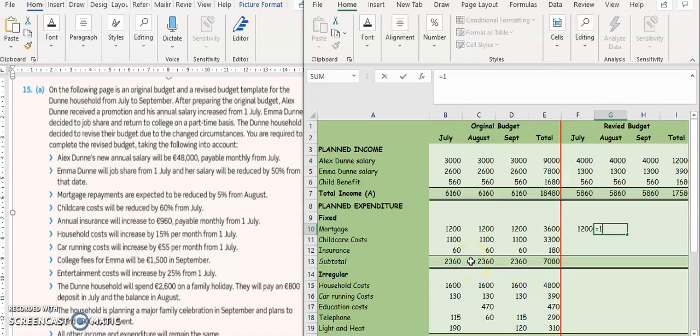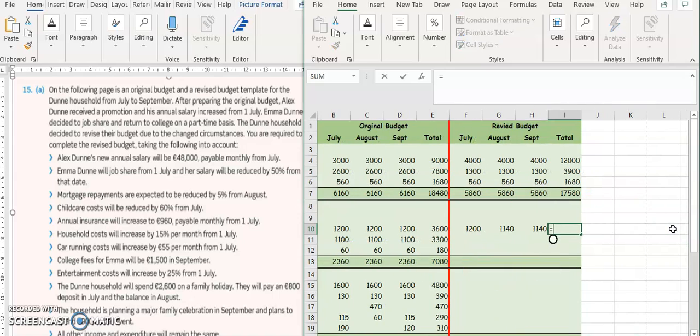So if you go equals 1,200 multiplied by 5%, it's going to reduce by 60 euro. So now we need to take the 60 euro away from the 1,200. So our mortgage from August, because it's reduced by 60, is now going to be 1,140. And it's going to be 1,140 for September going forward. So for our total we're going to add these up: 1,200 plus 1,140 plus 1,140.